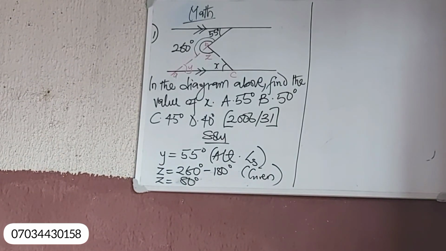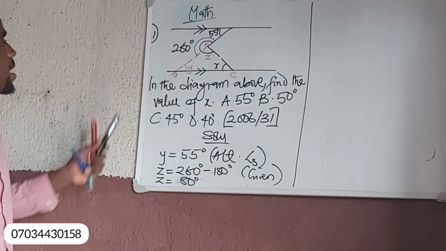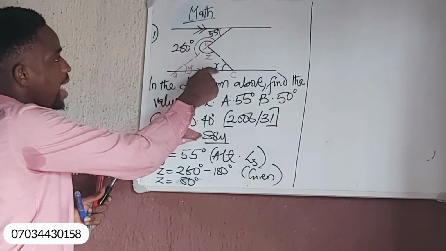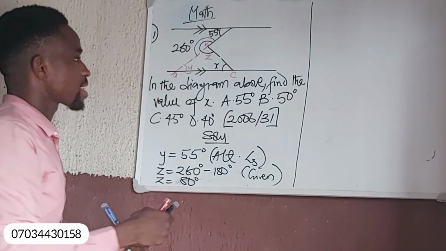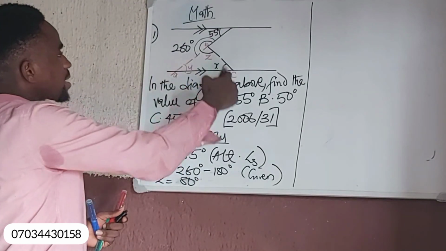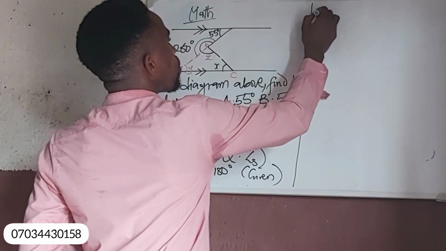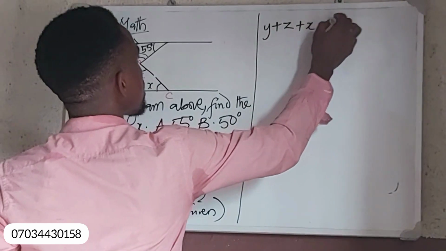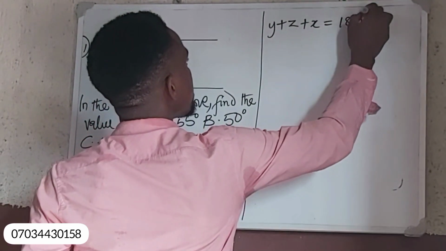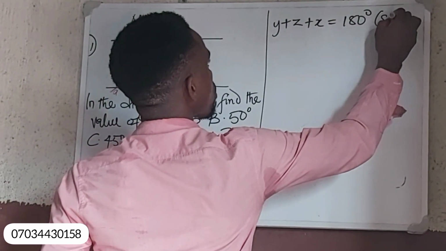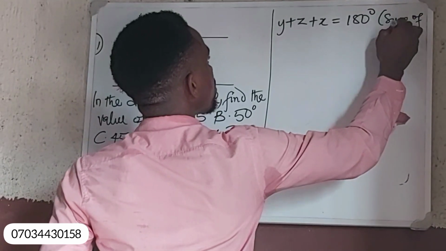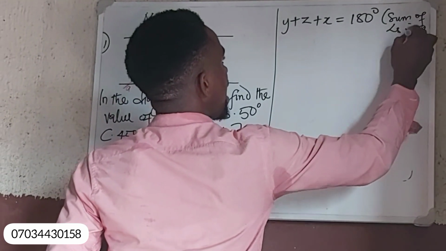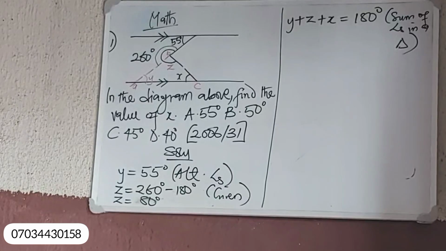Right? And then the next is to find angle Z, angle X. How do we find X? We already know that this is a triangle, so we can say that Y plus Z plus X is equal to 180 degrees. The reason is that they are the sum of angles in a triangle.